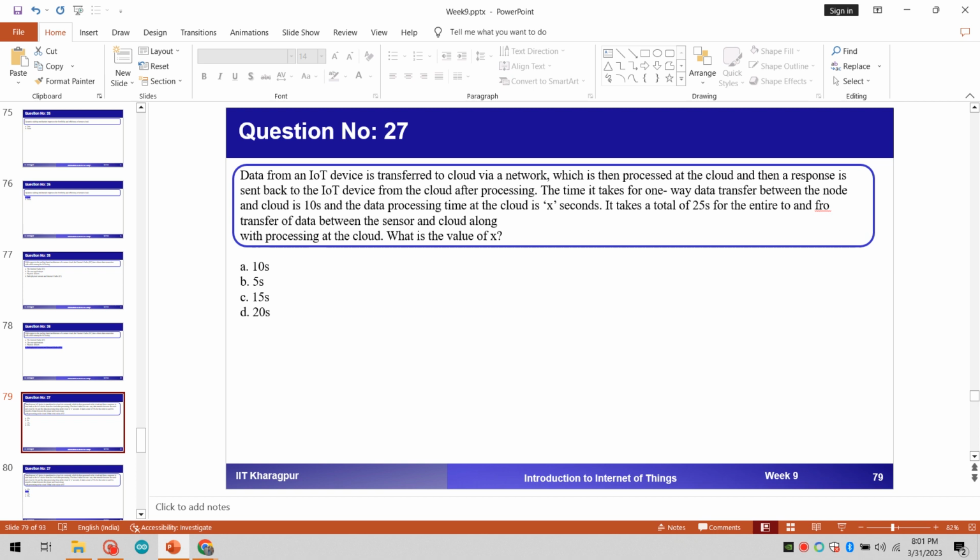Next question is, data from an IoT device is transferred to cloud by a network, which is then processed at the cloud, and then a response is sent back to the IoT device from the cloud after processing. The time it takes for one-way transfer between the node and cloud is 10 seconds, and the data processing time at the cloud is x second. It takes total of 2 seconds for entire to and fro transfer of data between the sensor and cloud. Then what is the value of x? So basically total time is given, one way communication time is given, you have to calculate the processing time.